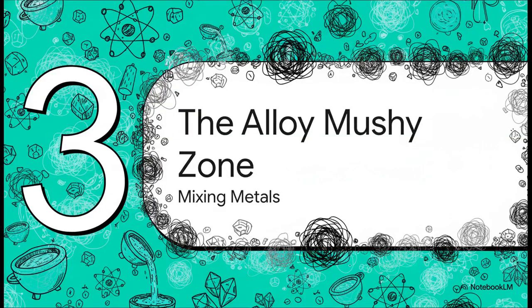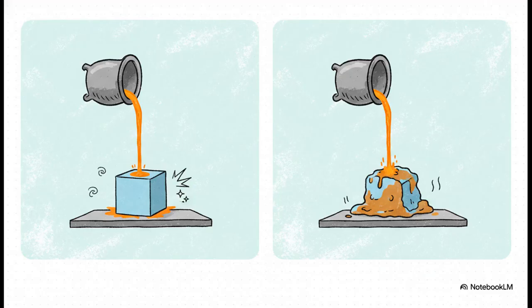Section 3, the alloy mushy zone. Now, what's really interesting about this slide is the stark contrast when we pivot from pure metals to alloys, which are just mixtures of two or more elements. If you thought pure metals were tricky, check this out. While pure metals freeze instantaneously at one constant temperature, alloys freeze gradually across a whole range of temperatures.